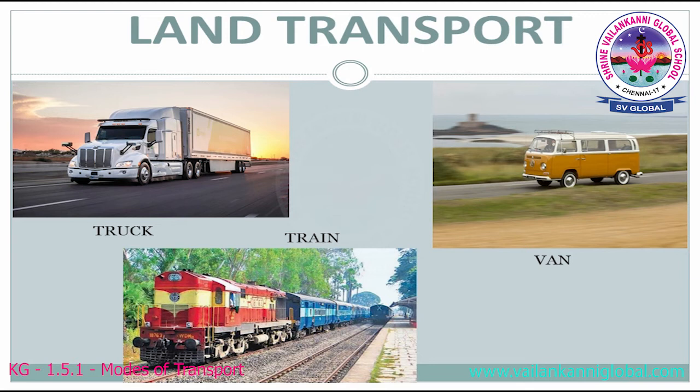See the next picture. It's a train. Train moves on track. So children, these are the vehicles which move on the road and track, so it's called land transport.